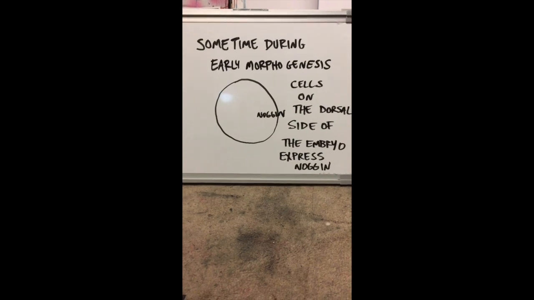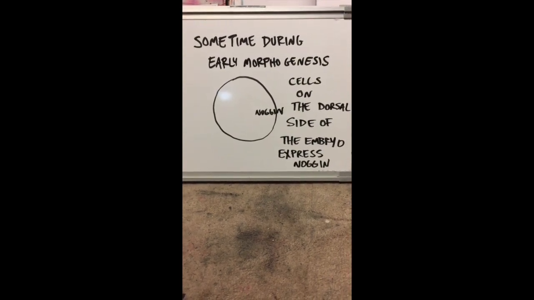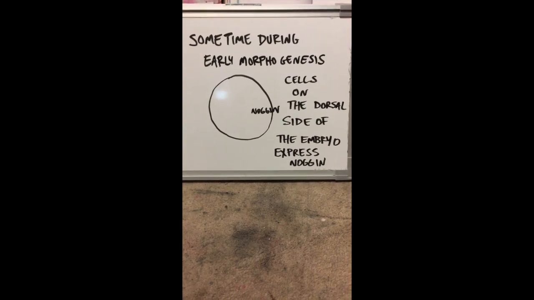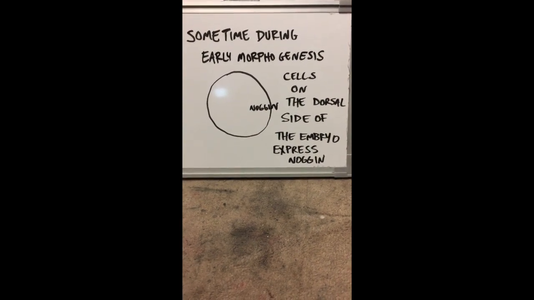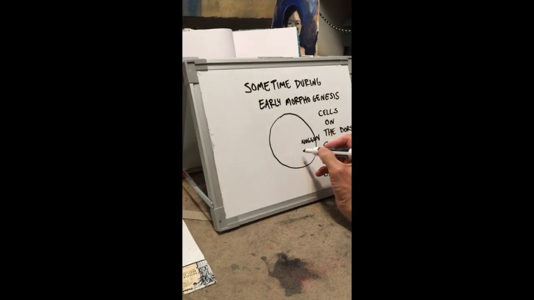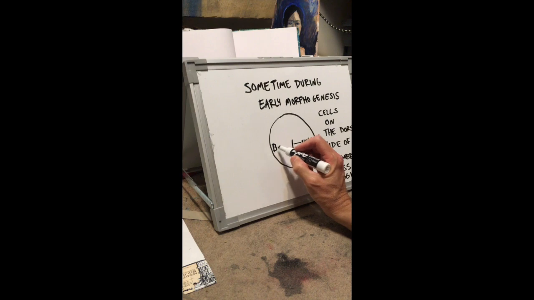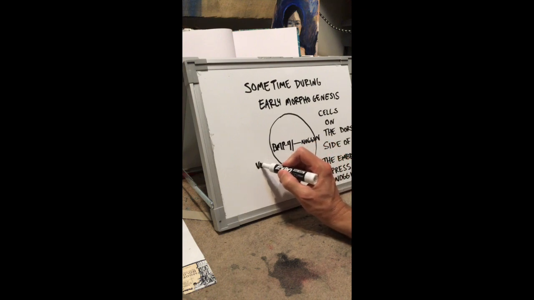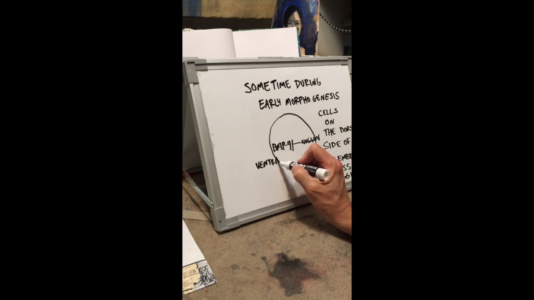So sometime during early morphogenesis, cells on what will now be the dorsal side of the embryo express the Noggin gene. Expression of the Noggin gene inhibits the expression of BMP4. BMP4 causes ventral identity and its inhibition causes dorsal identity. The embryo now has a ventral dorsal axis.